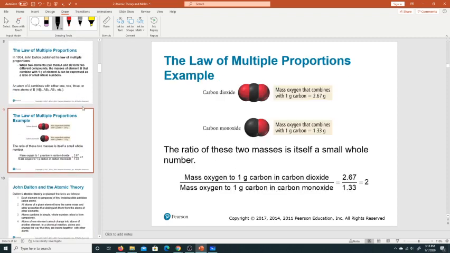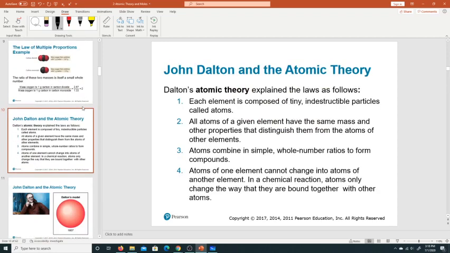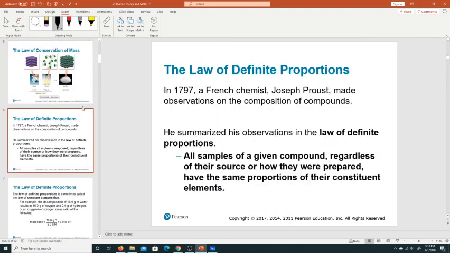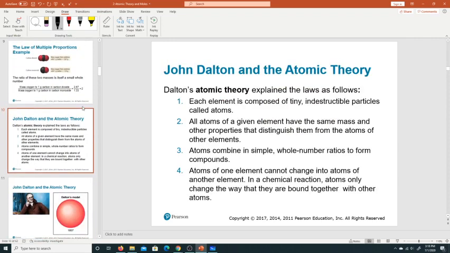Here's an example. Let's say we have carbon dioxide and carbon monoxide. The mass of oxygen that combines with 1 gram of carbon is 2.67 grams. So for every 1 gram of carbon, we get 2.67 grams of oxygen. In carbon monoxide, 1 gram of carbon gives 1.33 grams. If you take the ratio of 2.67 divided by 1.33, we get a ratio of 2.0. I'm not going to make too big a deal about these different laws, but they were used by John Dalton in the development of atomic theory. Basically his theory says that all elements are composed of tiny indestructible particles called atoms.